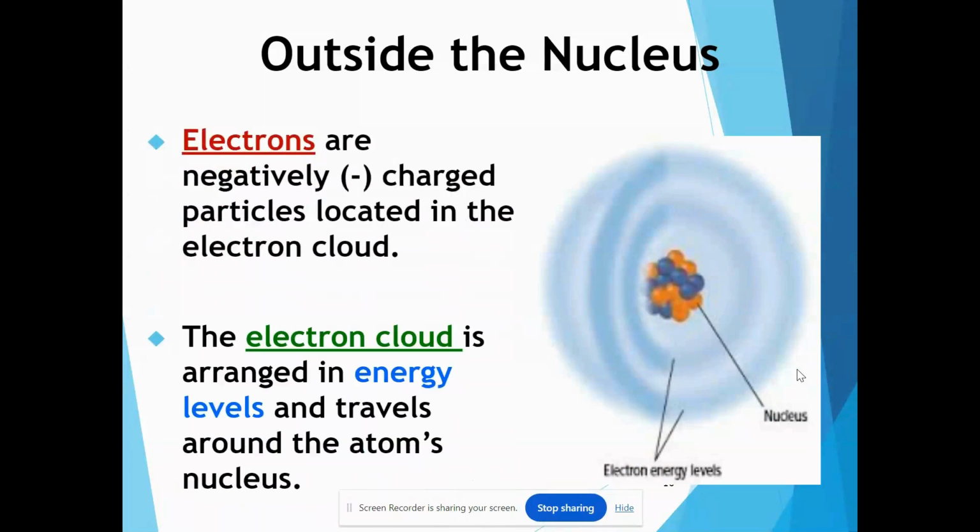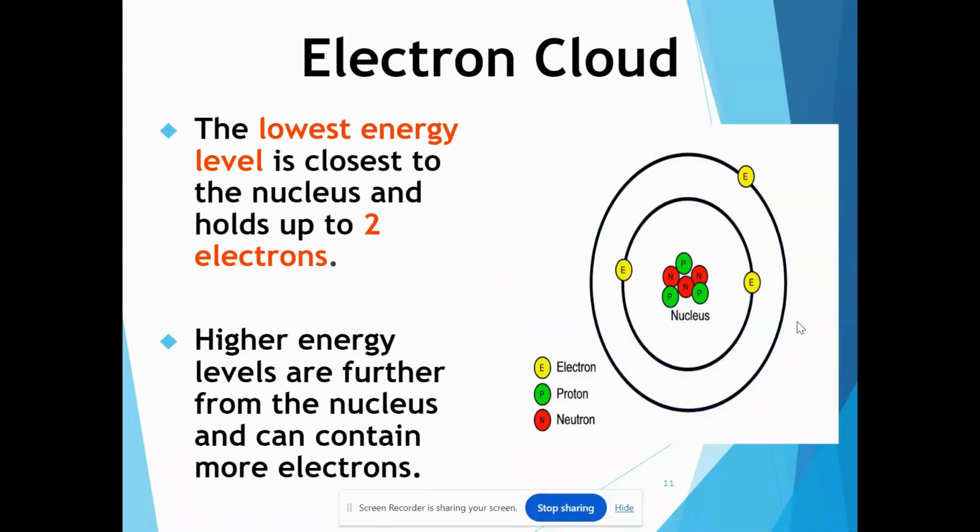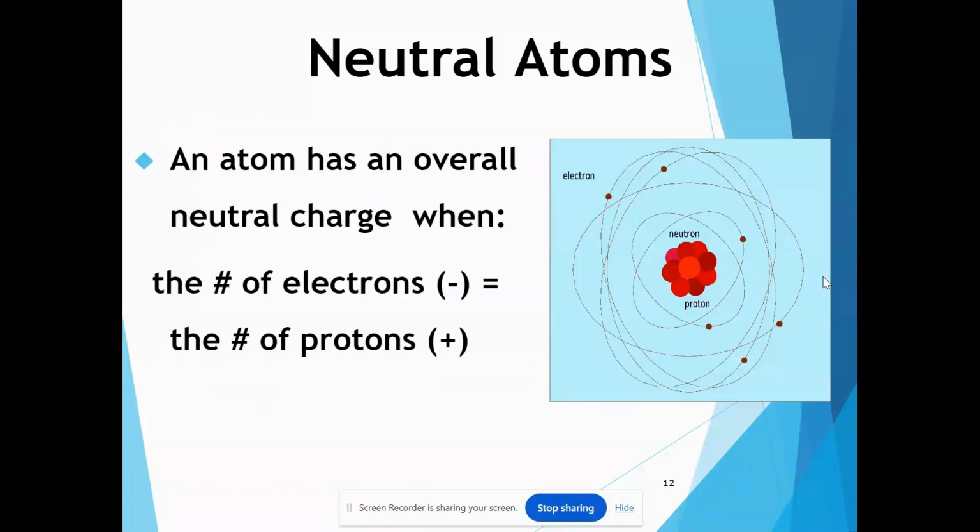Around the nucleus, we have the electrons, which are negatively charged. They are found in the electron cloud and arranged on levels, which we call energy levels, that surround the nucleus. The very lowest level, the level closest to the nucleus, can only hold 2 electrons, whereas everything else after it can hold more. Atoms are always going to be considered neutral at first, where they have the same number of electrons as they do protons. If they have the same number of negative and positive charges, then they have a neutral overall charge.